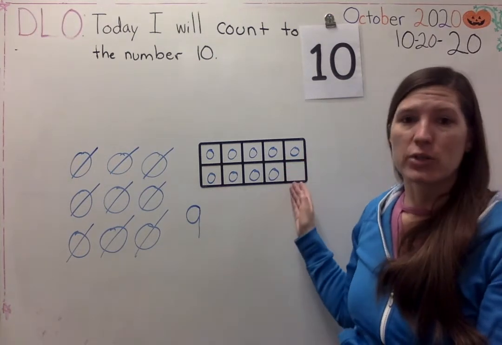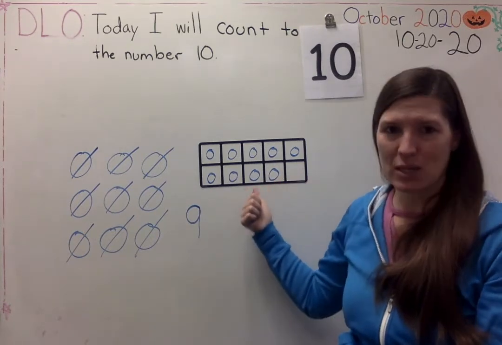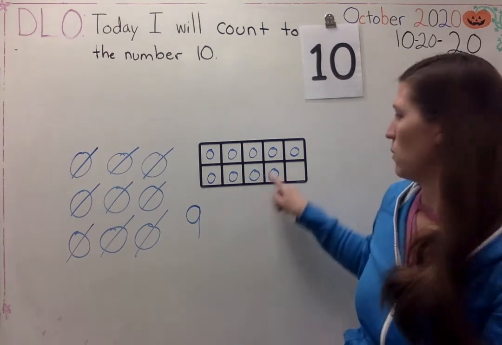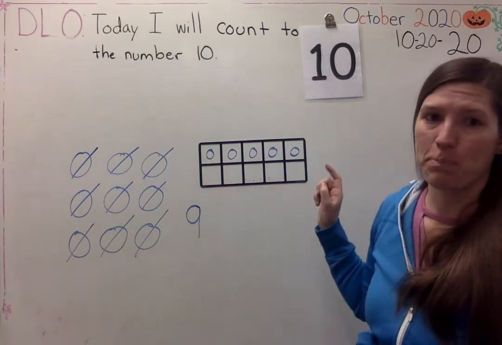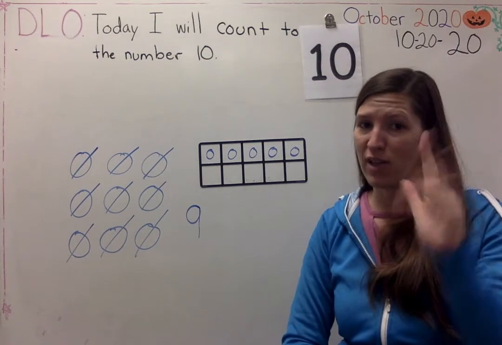That's why it's important to fill in your 10 frame the proper way so that when you start seeing missing windows, you can automatically say, that's 9. Or, how about this way? That's 5, because half of 10 is 5. If I had 10, take 5 away, 5 left.